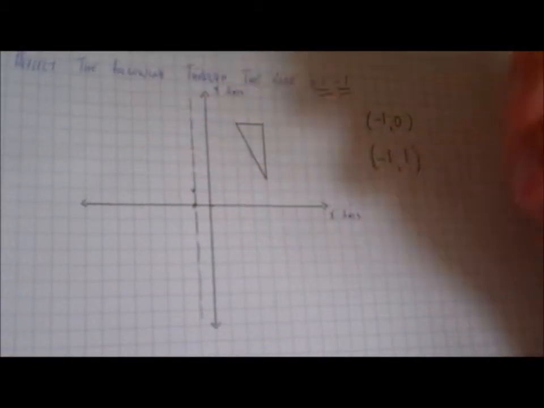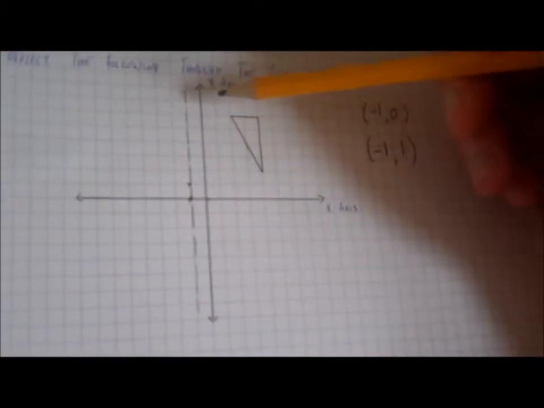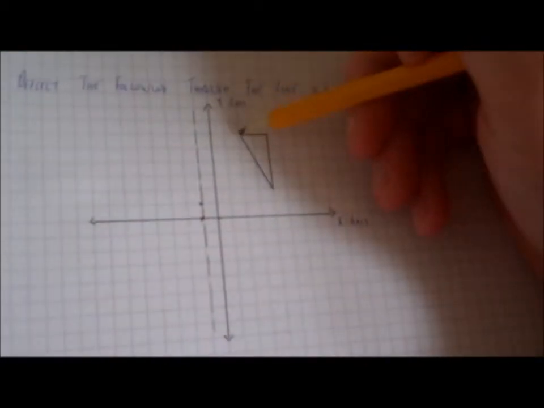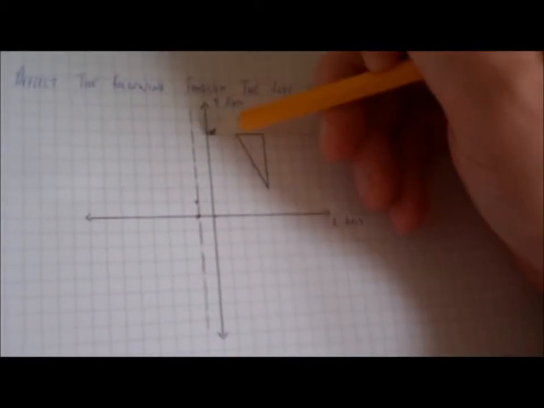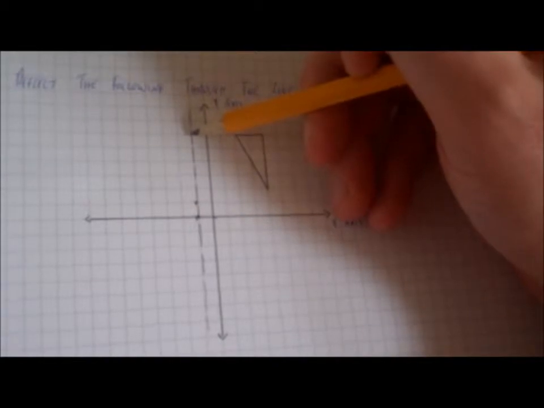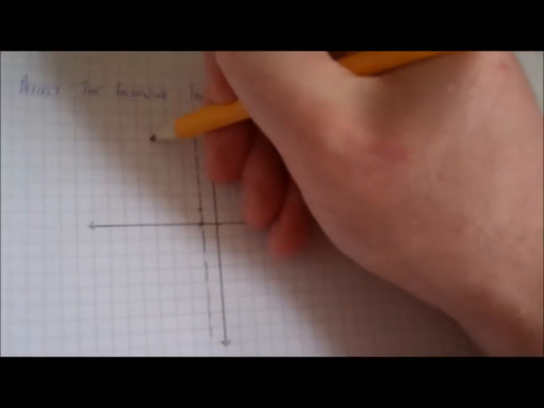Now what I'm going to do is I'm going to reflect the shape not through the y-axis but through this dotted line. So I've got to count to the dotted line, which is my new reflection line. So I'm going to go for this point. So it's 1, 2, 3 points to the dotted line. So I'm going to go out 3 points.